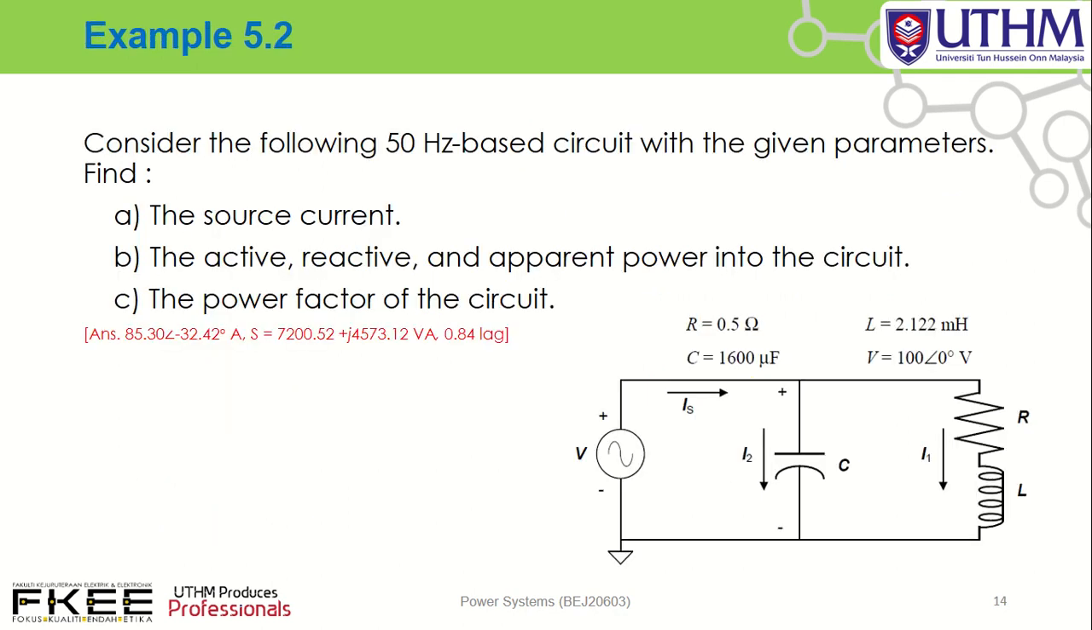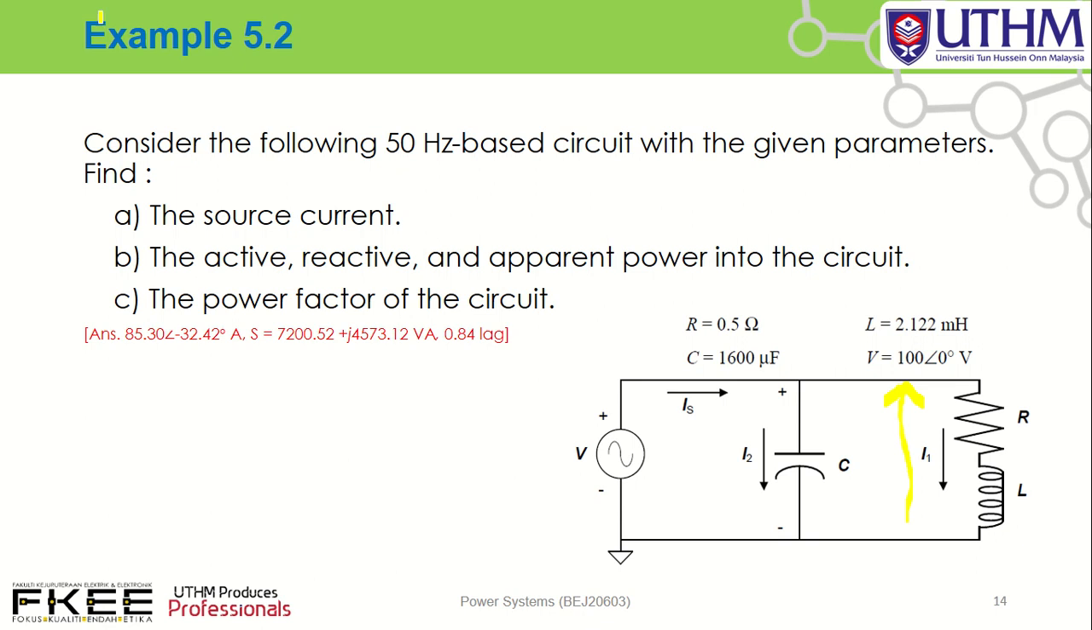Okay, next, get to the example 5.2. Consider the following 50 Hz base circuit with the given parameters. Okay, given parameters, we have a voltage. The supply voltage is not given. We have C, capacitance. Okay, we have R, and then we have L. We have a voltage across this load equal to 100 angle 0.